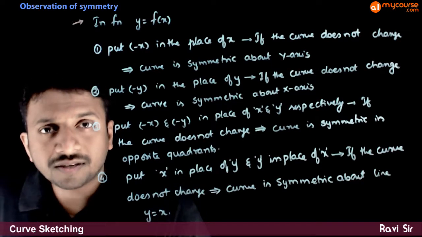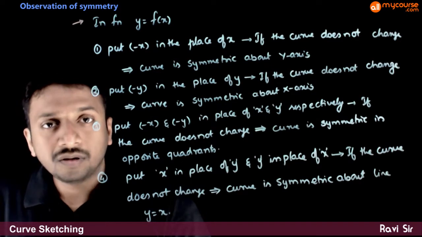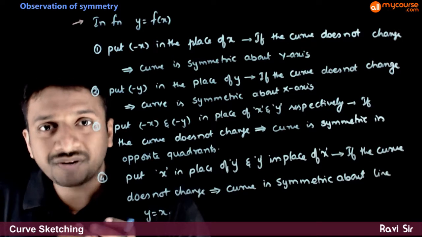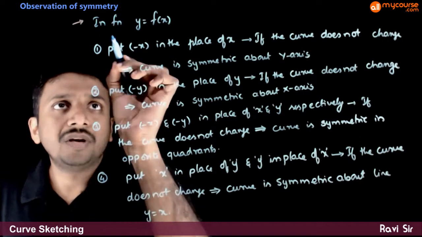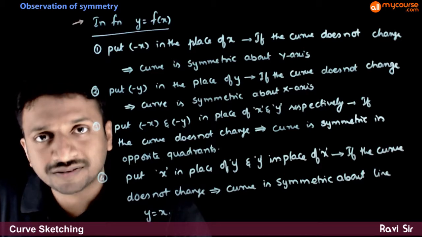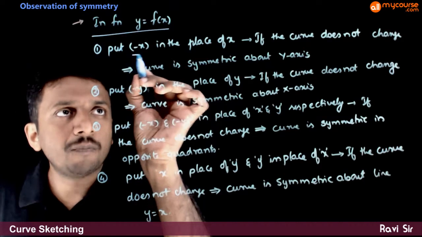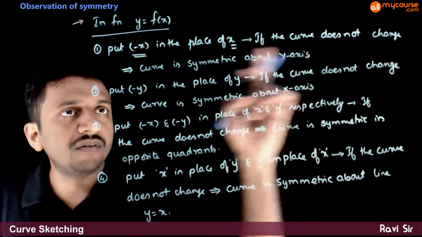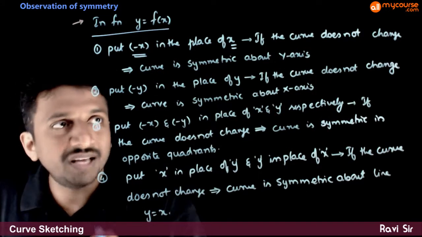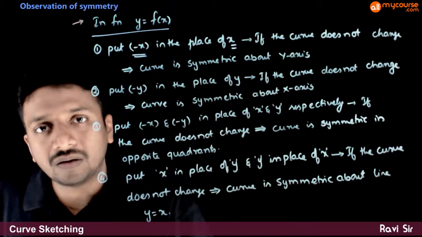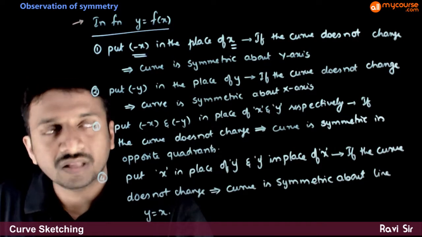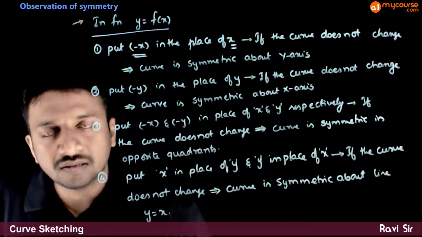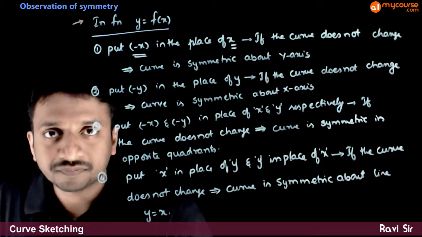In this topic, let us try to observe the concept of symmetry of curves. In the function y is equal to f of x, if you put minus x in the place of x, if the curve does not change, that means the curve is symmetric about y-axis. So I'll give you 4 standard results, then I'll try to explain them.